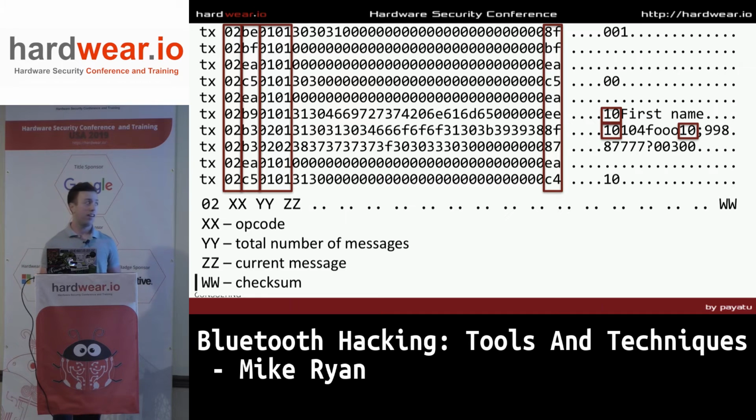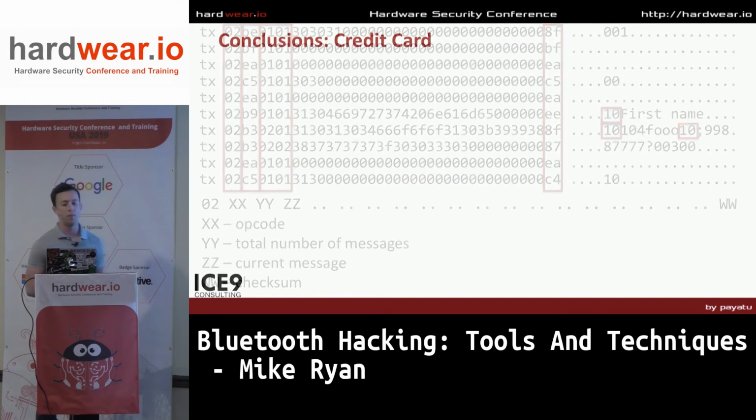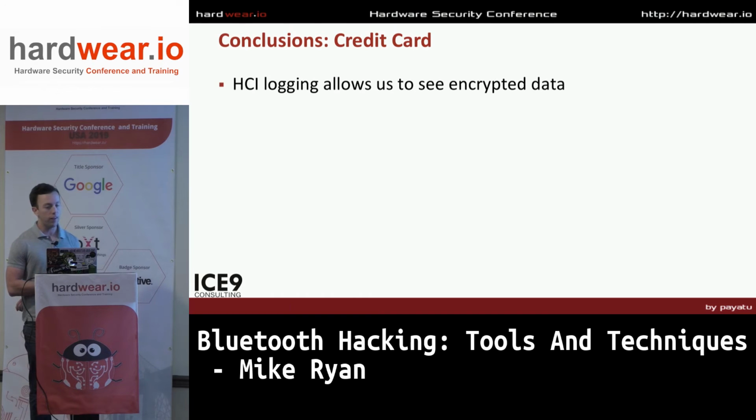So I think the biggest takeaway I want you to take from this is that encryption is not a silver bullet. You need to fully understand your threat model and understand all the possible ways your device can be abused. Our conclusions here, though, HCI logging allows us to see encrypted data. Even if the data is encrypted via BLE encryption, we can get the data here. The encryption is not a silver bullet.